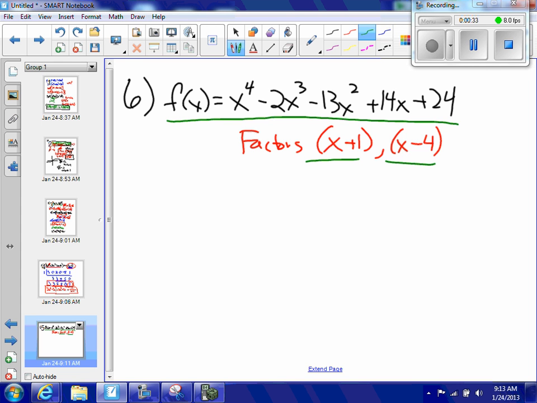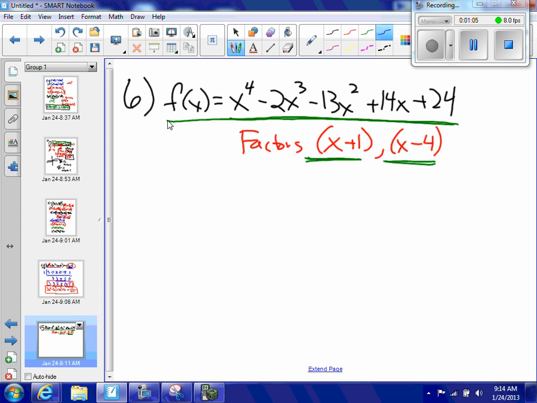So if I want to prove that these are factors, if this is a factor of a polynomial, it means if I use this as my divisor, and I use the polynomial as my dividend, I'm going to get a remainder of 0 because it's a factor. And I told you it's a factor, so it better work out. The easiest way to do this is with synthetic division. You can do polynomial long division, but in my opinion, it is cumbersome.